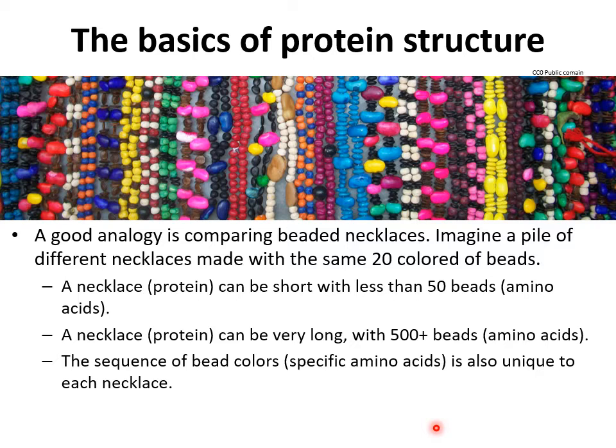And that's exactly the same kind of instructions you would give a ribosome to make a particular peptide chain that gets folded ultimately into a protein. So a protein can be short with less than 50 amino acids, or it can be very long with more than 500 amino acids. And the uniqueness of each type of protein is in the length of the chain and the sequence of the amino acids.